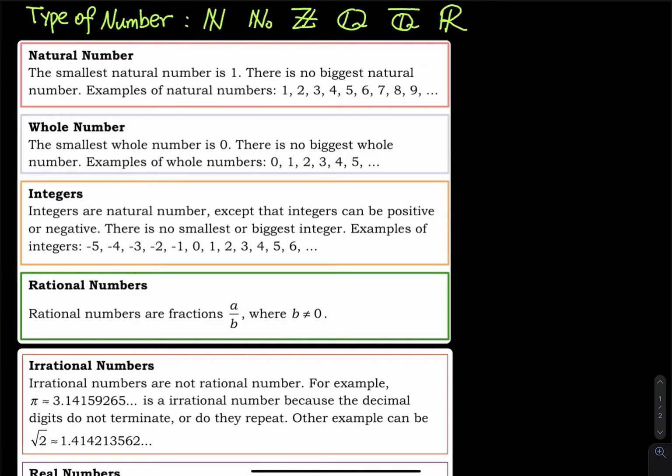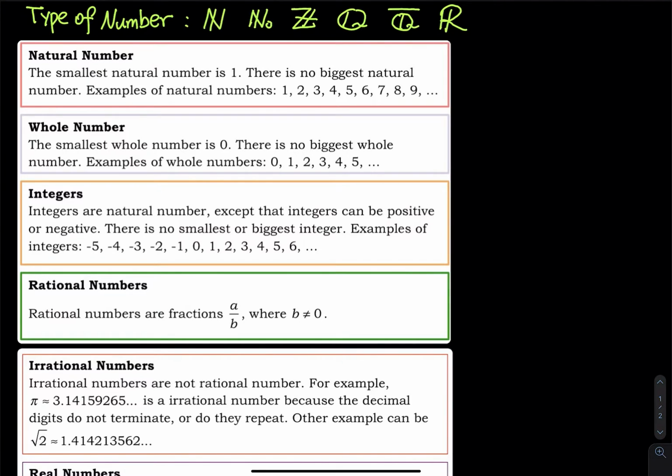In this video, we are going to discuss the types of numbers. The first type of number is natural number. The smallest natural number is 1. There is no biggest natural number. Examples of natural numbers are 1, 2, 3, 4, 5, 6, 7, 8, 9.